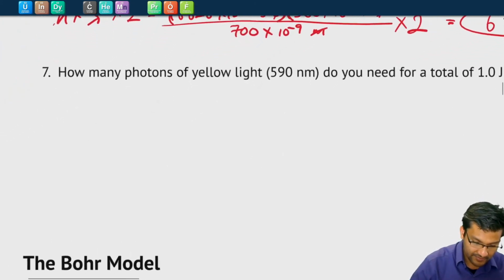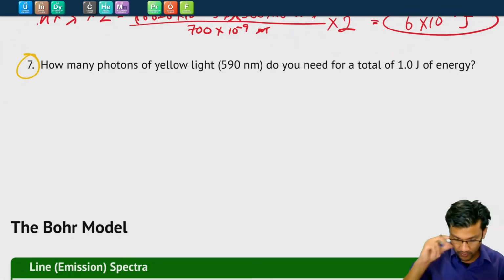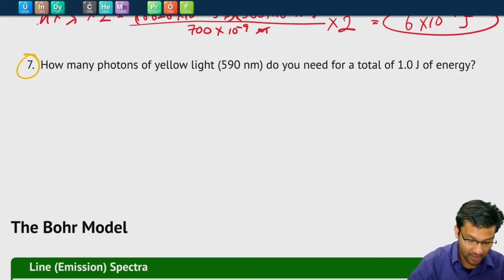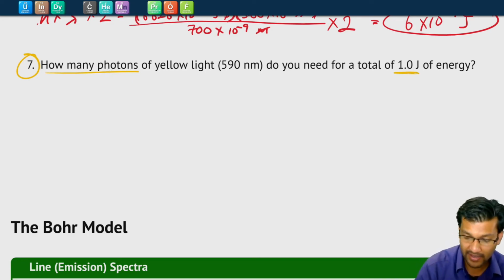Okay, try number 7 on your own. It's using the energy of 1 photon in an interesting way to find how many photons of yellow light you need for 1 joule of energy. 1 joule of energy is still a tiny amount of energy, but how many photons of light would that be? See if you can try to figure this out on your own. And when you're done, unpause the video and I'll go over it with you.